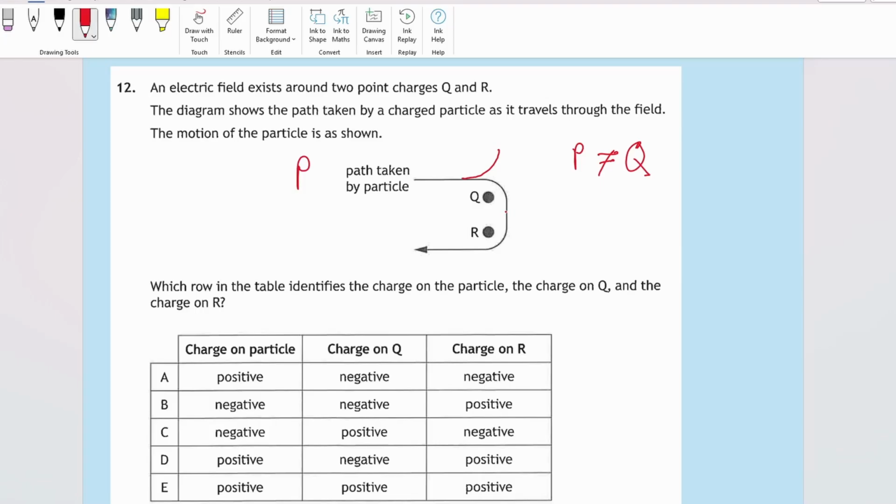And now let's assume that P and R are the same charge and like charges repel each other. So if P and R are the same, then the path will probably look something like this. That means P and R are opposite charges. Since the path moves like this, it's being attracted to R. So P is not equal to R. So now we can look at the table and identify our answer. So the correct answer here is going to be A, since we have a positive charge and two opposite charges here.